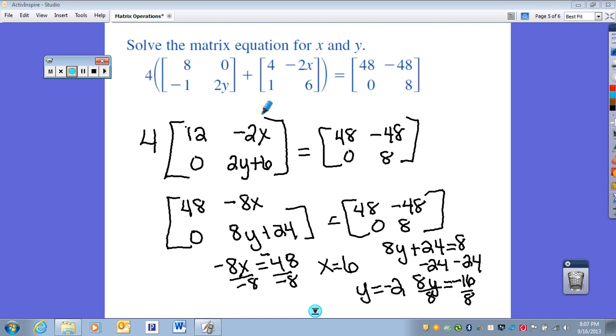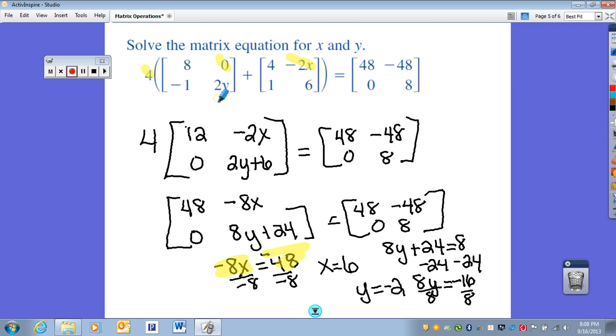Now, if you understand that, we could also take a shortcut. We could say, I just need to add these two elements together where my x is located. 0 and negative 2x would be negative 2x. Then I could multiply that by 4, which would give me my negative 8x, and I could right away set that equal to negative 48 and then solve.